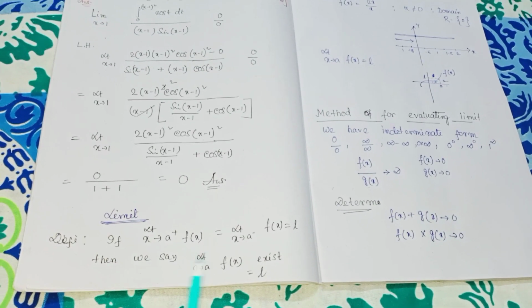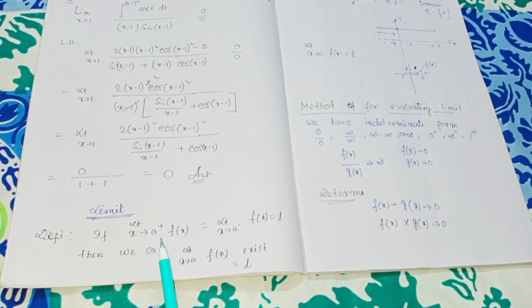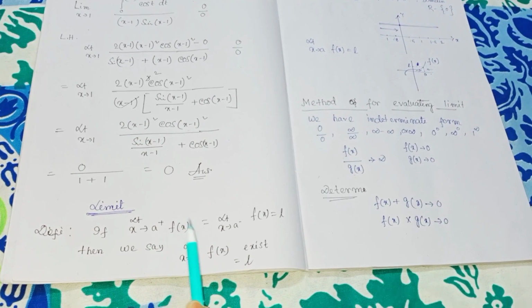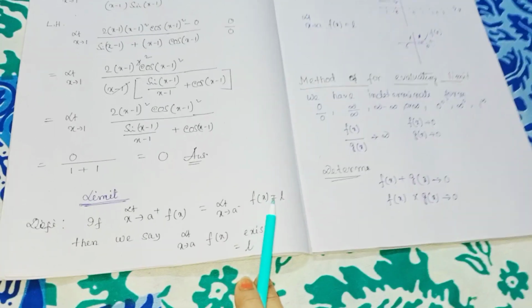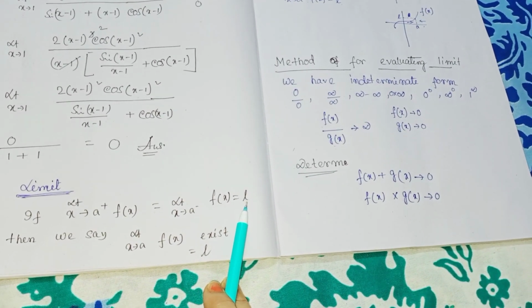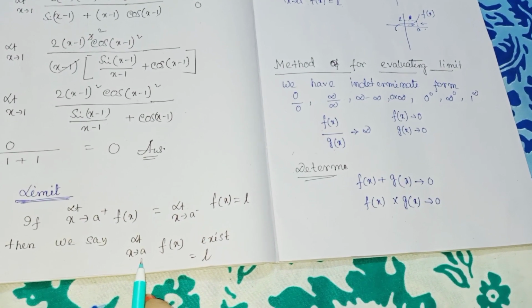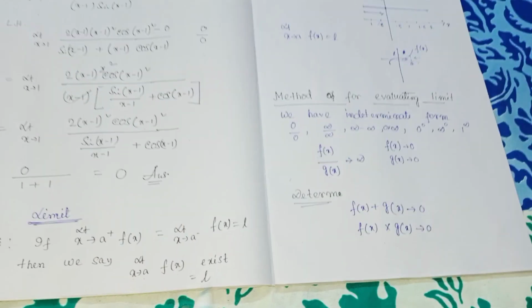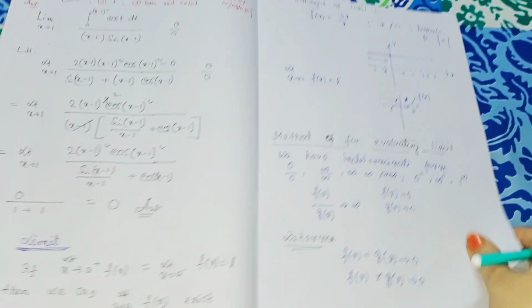So here we learn the definition of limit: if for a function, as x tends to a, the positive limit and the negative limit, that is the right hand limit and the left hand limit, are the same, then it is called L, and we may say that f of x at the point a exists and its limiting value is L.